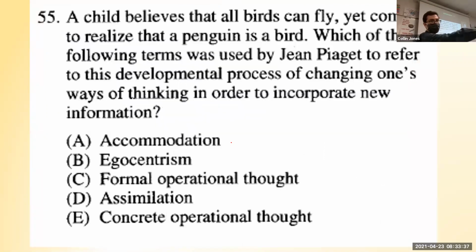A child believes that all birds can fly, yet realizes that a penguin is a bird. So is this kid being a dummy or are they being smart? Realizing that penguins are birds too. Is this them being dumb or is this them being smart? Are they getting it right or are they getting it wrong? They're getting it right. So which of these is when Piaget said they're getting it right? They're learning new categories. 1, 2, 3. Answer here's A. Accommodation is like being smart with new words, new categories.